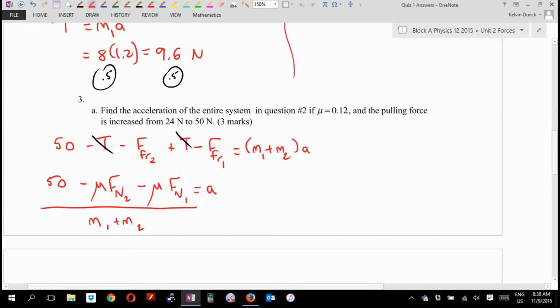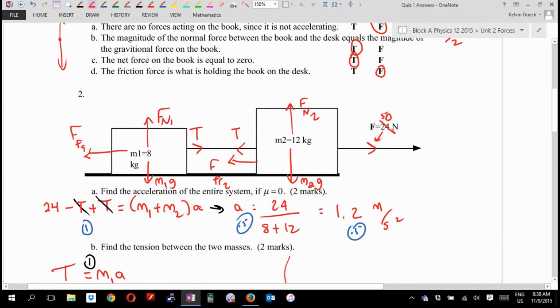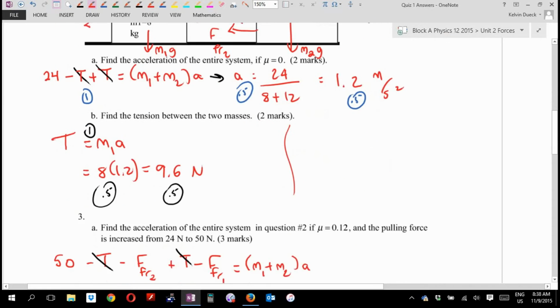Friction is mu times normal force number 2. I don't know normal force number 2. Oh, but look, I know the force is the same size as normal force number 2. And I don't know normal force 1. But look, I know another force is the same size as normal force number 1.